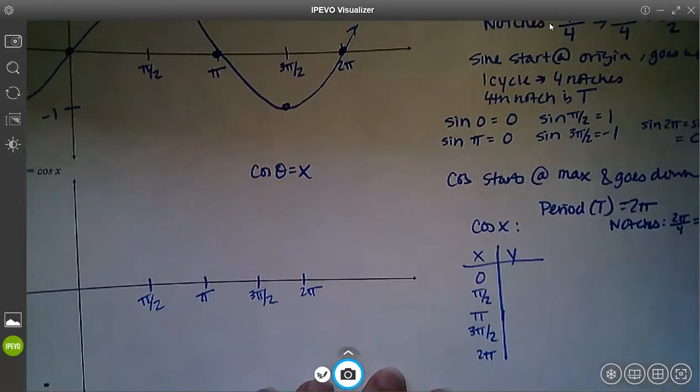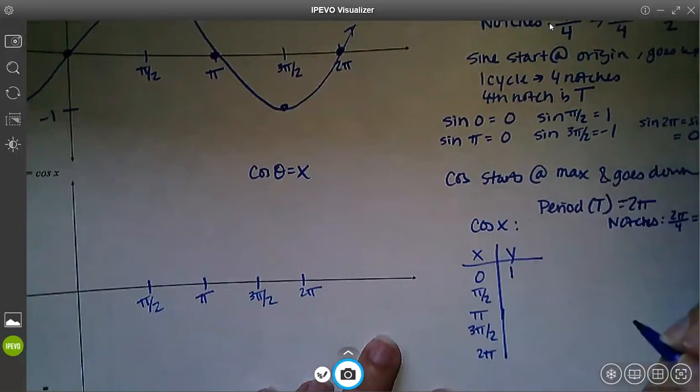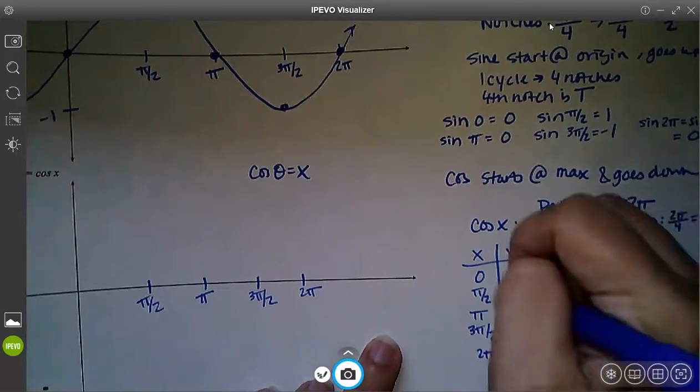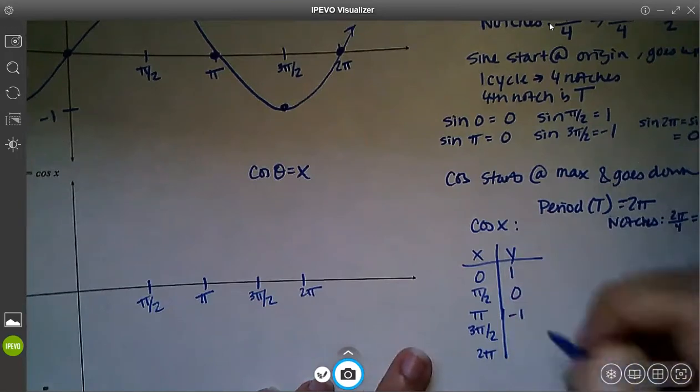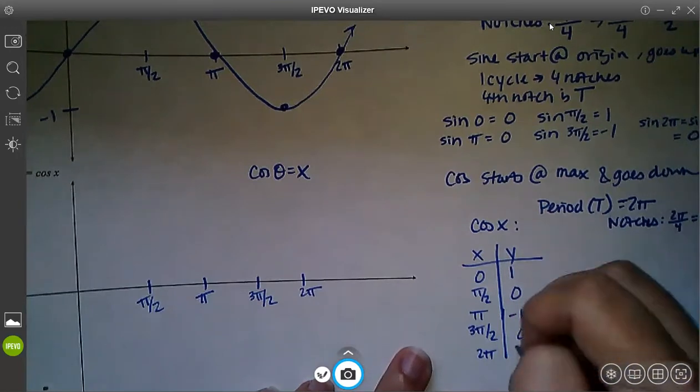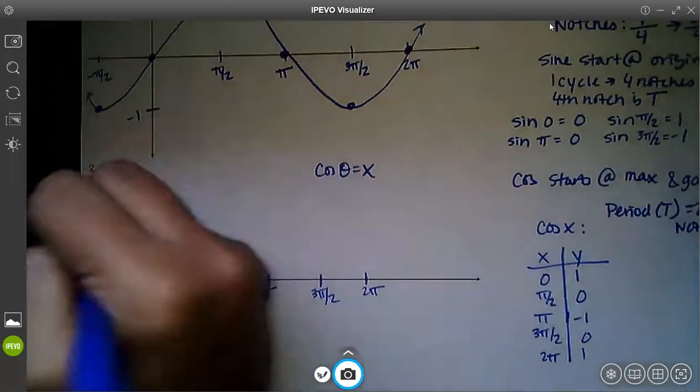The cosine is your x value. So the x value at 0 is 1 on your unit circle. At pi over 2 is 0. At pi is -1. 3 pi over 2 is 0, and at 2 pi is 1. So this is how we get our values.